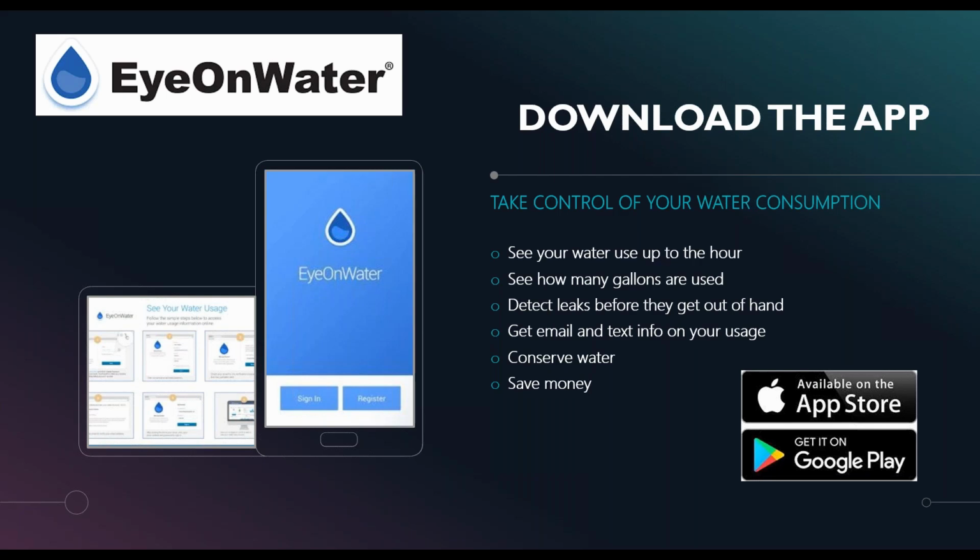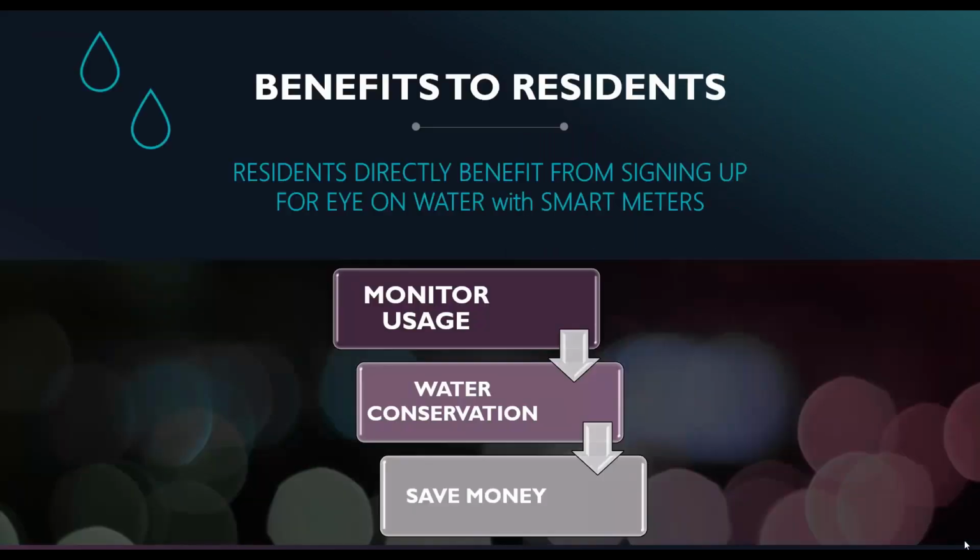So do you see the Eye on Water app screen now? I do. Excellent. So they can do that with the Apple Store or Google Play, depending if they have an iPhone or an Android, correct? That is correct. Okay, fantastic. All right, so there are a lot of benefits, not only to the residents for these smart meters, but also to the operator.